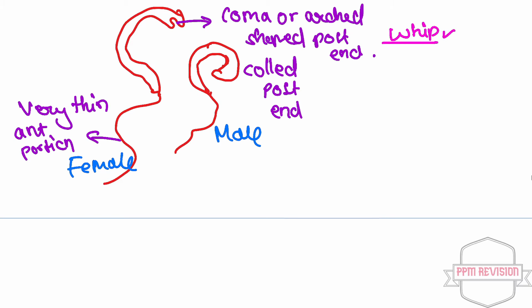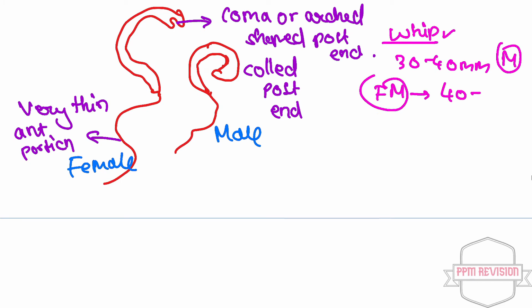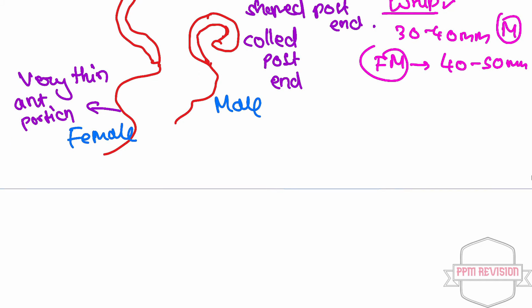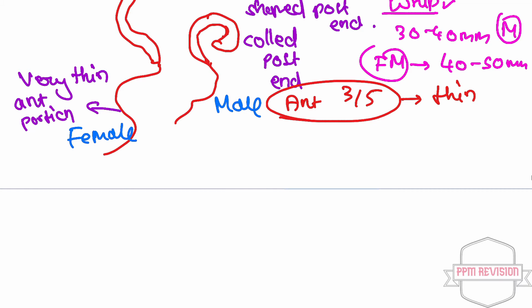The male worm measures up to 30 to 40 millimeter, whereas the female measures up to 40 to 50 in length. Now looking at the anterior 3/5 of the worm, it is very thin and hair-like as compared to the posterior.